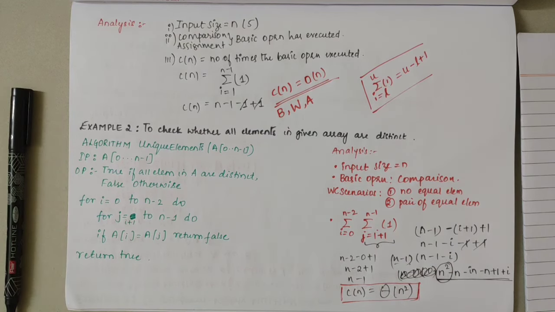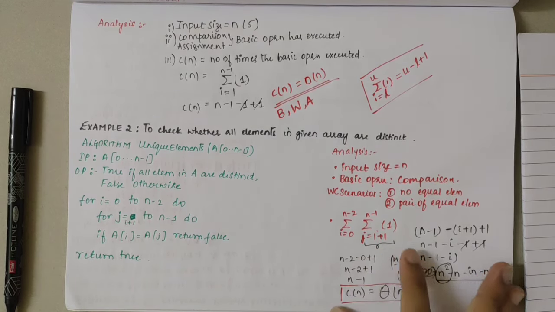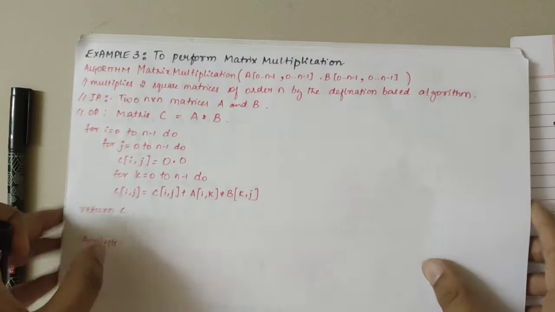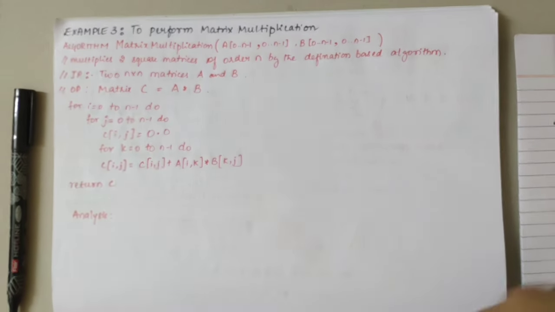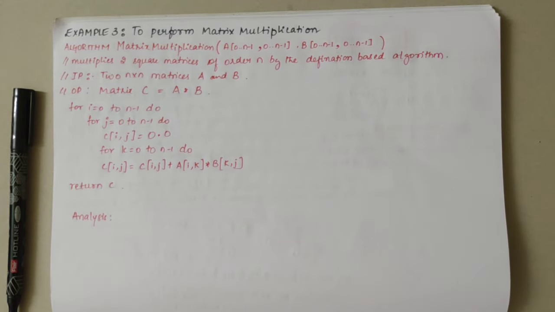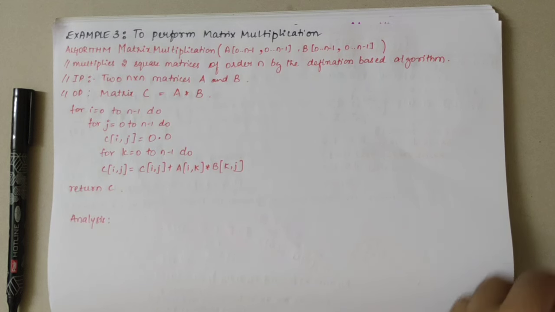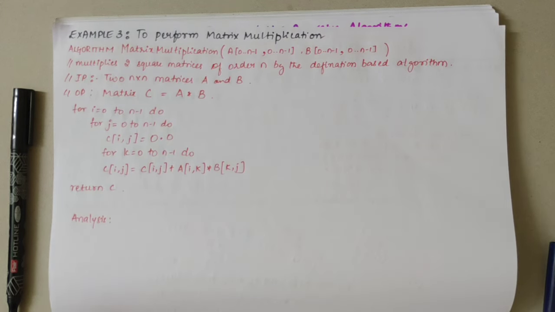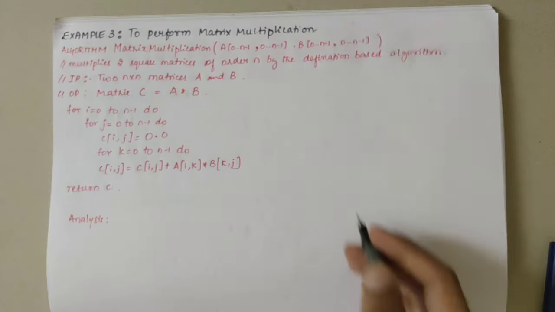So this was about the unique element problem algorithm. Now let's move on to the third algorithm, that is to perform matrix multiplication. In order to perform the matrix multiplication, we should remember how matrix multiplication is done. Let me just quickly recall it.